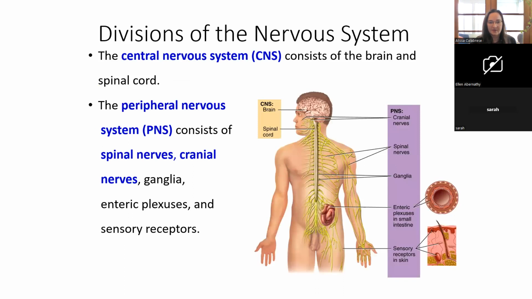So here are our divisions of the nervous system again. Central and then peripheral. Here you can see central is just the brain and the spinal cord. And then peripheral would be all of these nerves that branch off of the brain and branch off of the spinal cord.